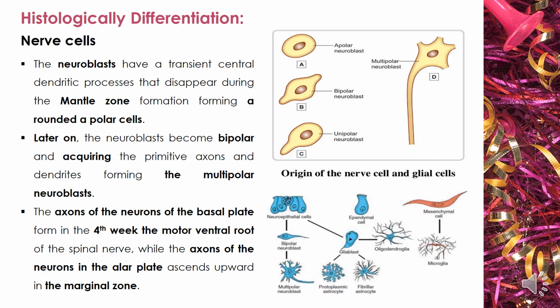The axons of the neurons of the basal plate form, in the fourth week, the motor ventral root of the spinal nerve, while the axons of the neurons in the alar plate ascend upward in the marginal zone.